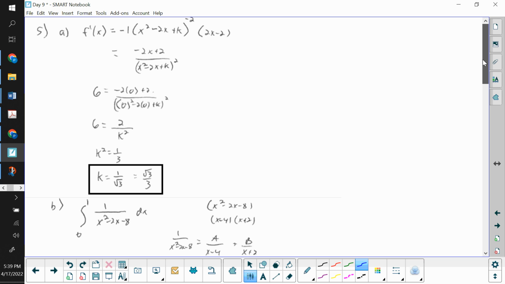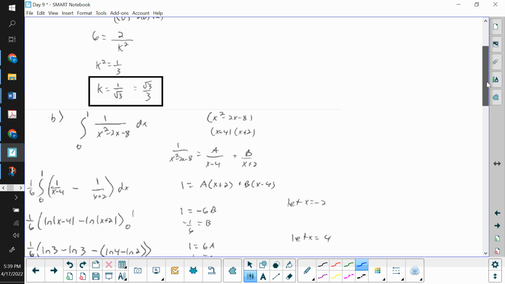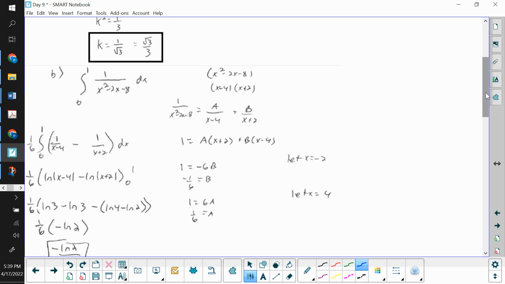Part B, they told us k is -8, so we get that integral. Well, that factors, and we can do partial fractions into x minus 4 and x plus 2. Eventually we'll get this, and we'll pick our strategic values of x to find A and B. I chose to pull my 1/6 out front, so I didn't have to worry about it.